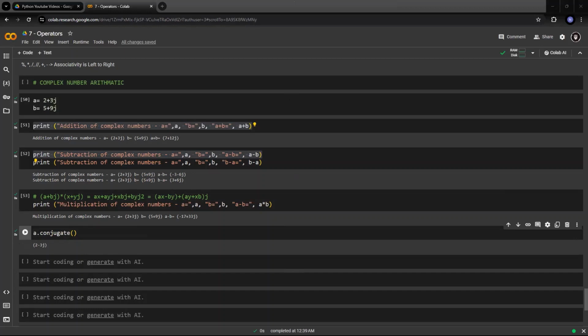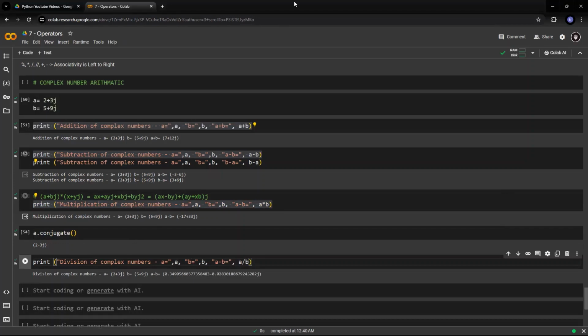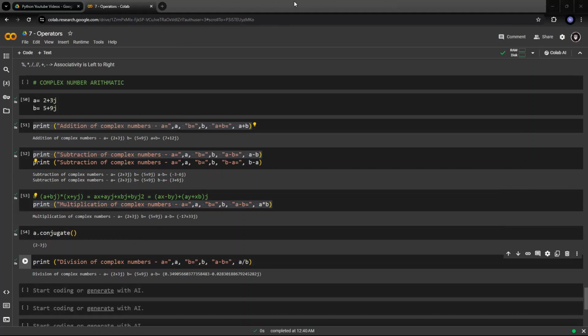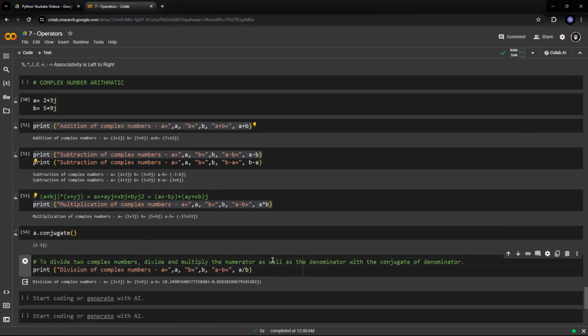Now to divide two complex numbers, divide and multiply the numerator as well as the denominator with the conjugate of the denominator. So how do you do that? You put the division directly and you'll get the result. Division, a divided by b, and you'll get the result. Let me write it once again. To divide two complex numbers, divide and multiply the numerator as well as the denominator with the conjugate of the denominator. This is how we get this kind of result.